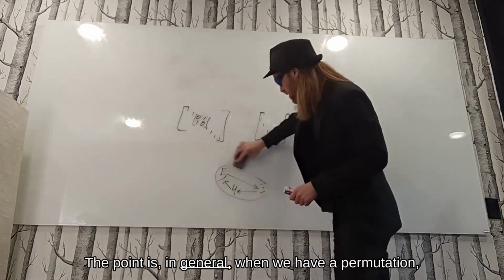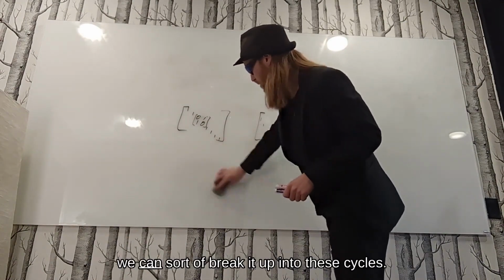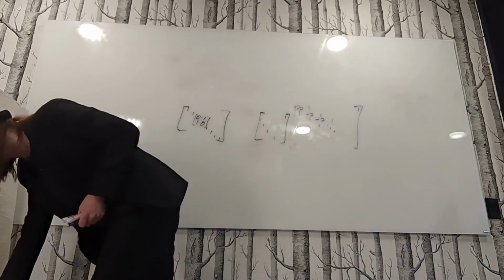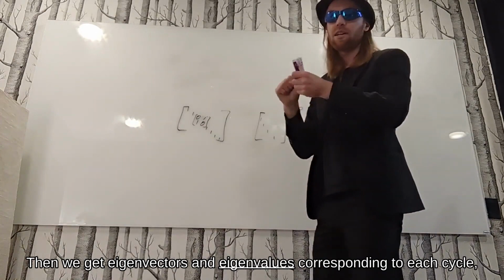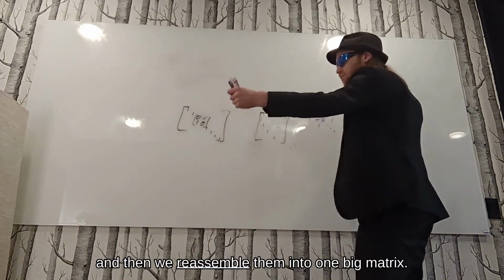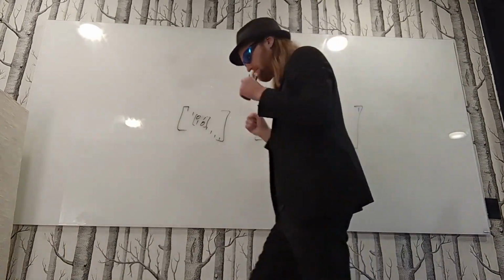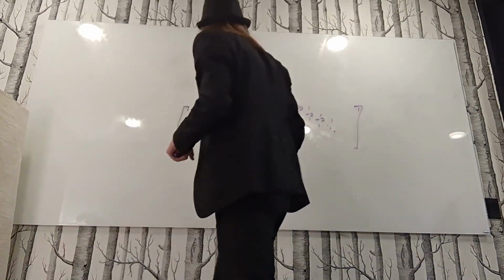So the point is, in general, when we have a permutation, we can break it up into these cycles. Then we get eigenvectors and eigenvalues corresponding to each cycle, and then we reassemble them into one big matrix. That's how that works.